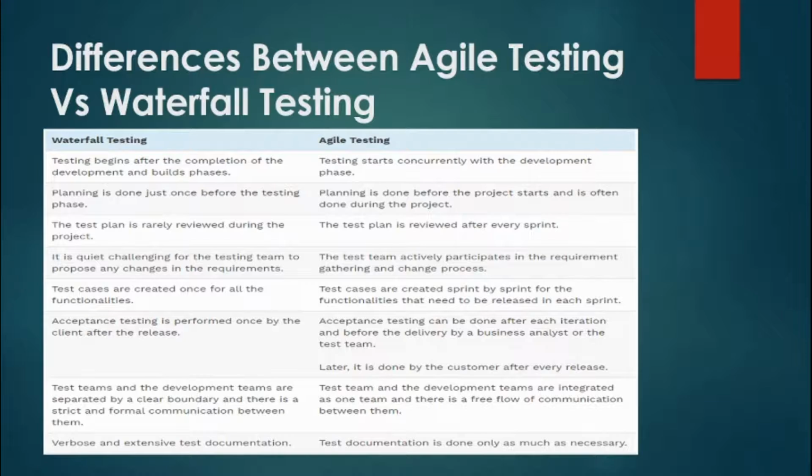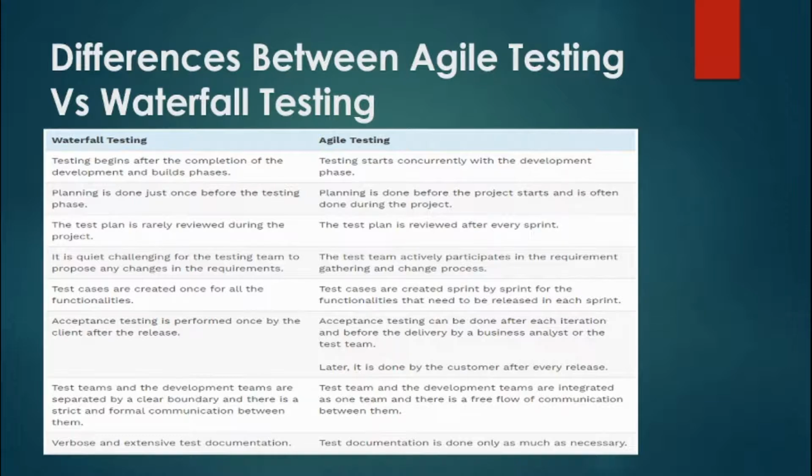In waterfall, the test plan is very rarely reviewed. So once you have created the test plan, it may happen that your test plan will go for review to the product owner. They may reply or they may not reply. It happens in the waterfall, but the test plan is always reviewed in the agile testing.